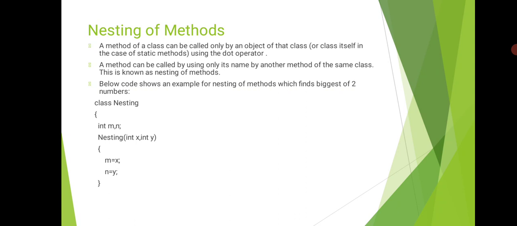In the example we have a sum method which is called by its name itself, without using an object name and dot operator, inside a display method. Display and sum are both member methods of the same class. So sum is called inside the display method without an object name and dot operator.